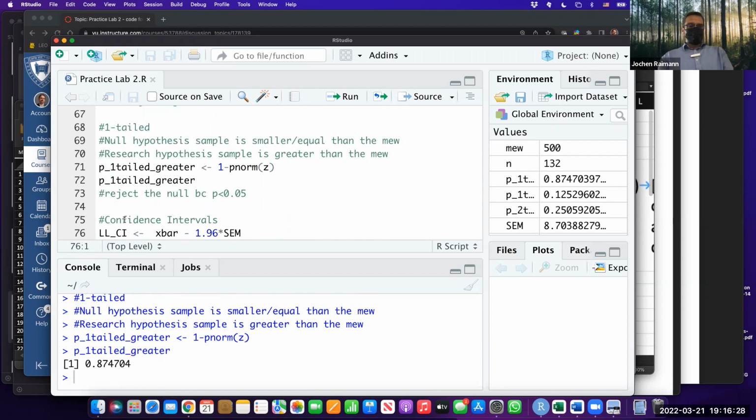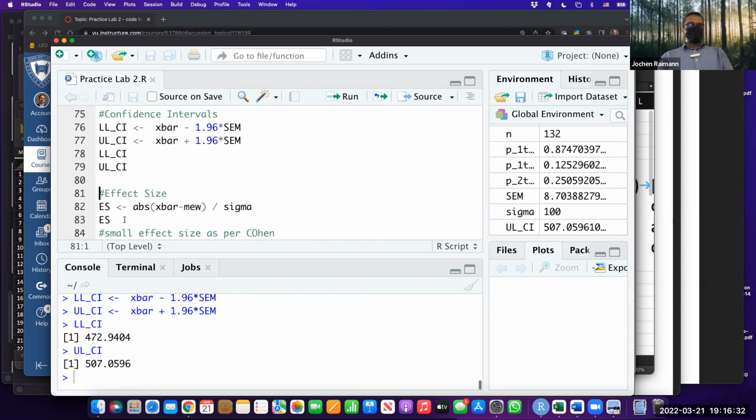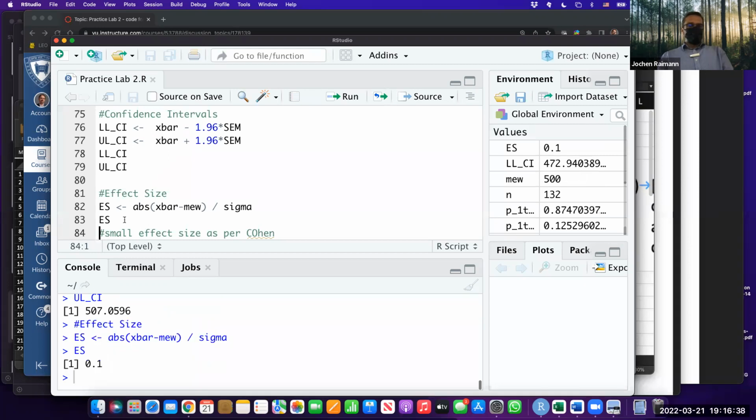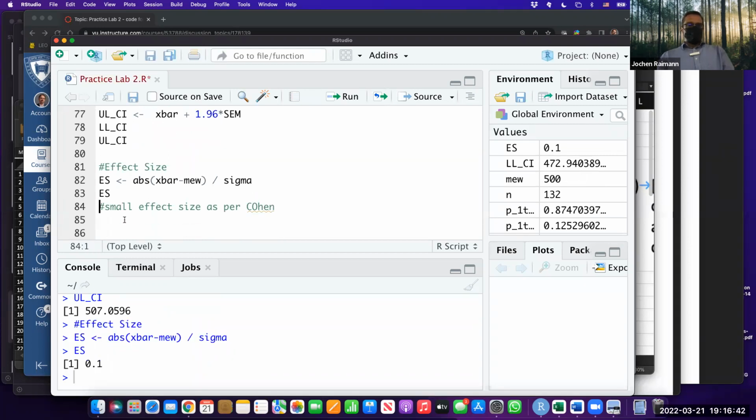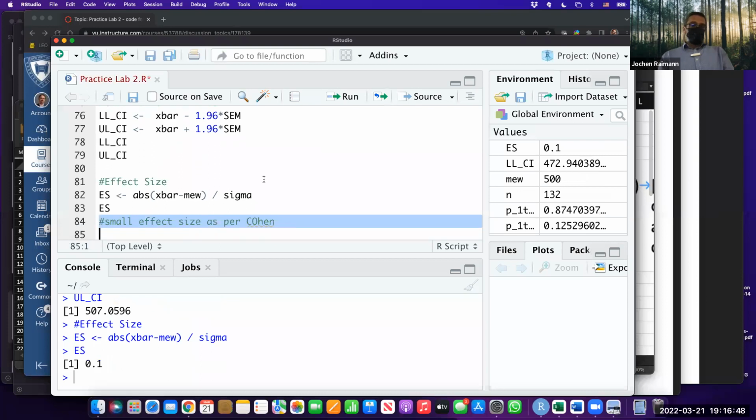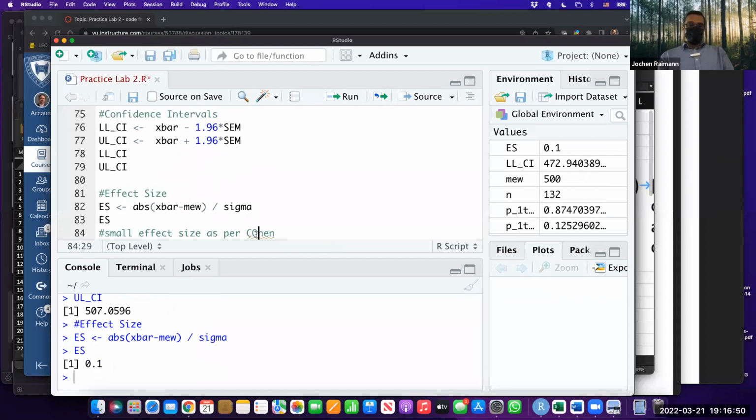And here the 0.874 that we've calculated, the lower and upper limits of the confidence intervals, is the same. And the effects are also consistent with what we've seen in Excel. So here is the conclusion according to the classification of Cohen. And that was pretty much all. So that was the R lab in very fast terms.